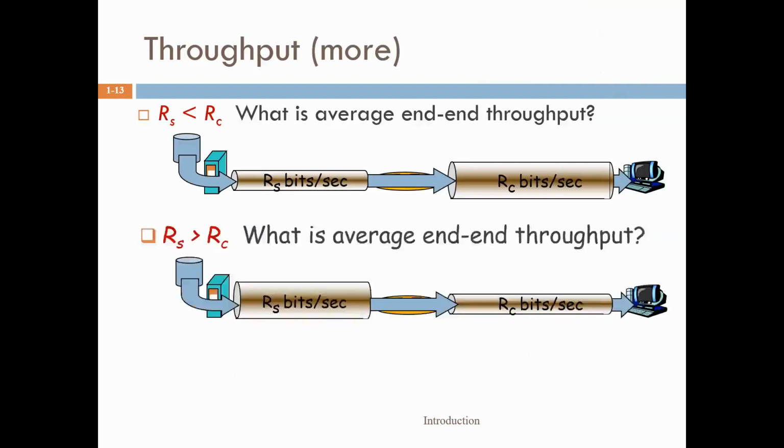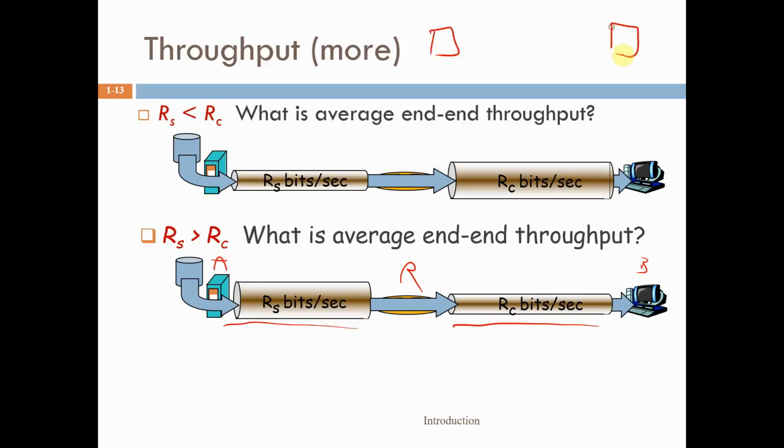If we switch these two things, if we have the larger pipe at A and the smaller pipe at B, A will be sending to the router at a rate of RS bits per second, but the router will not be able to send at a rate that is anything greater than RC bits per second. So at the end of the day, B will see RC bits per second in this case. In any case, the throughput is actually what is called the bottleneck rate.